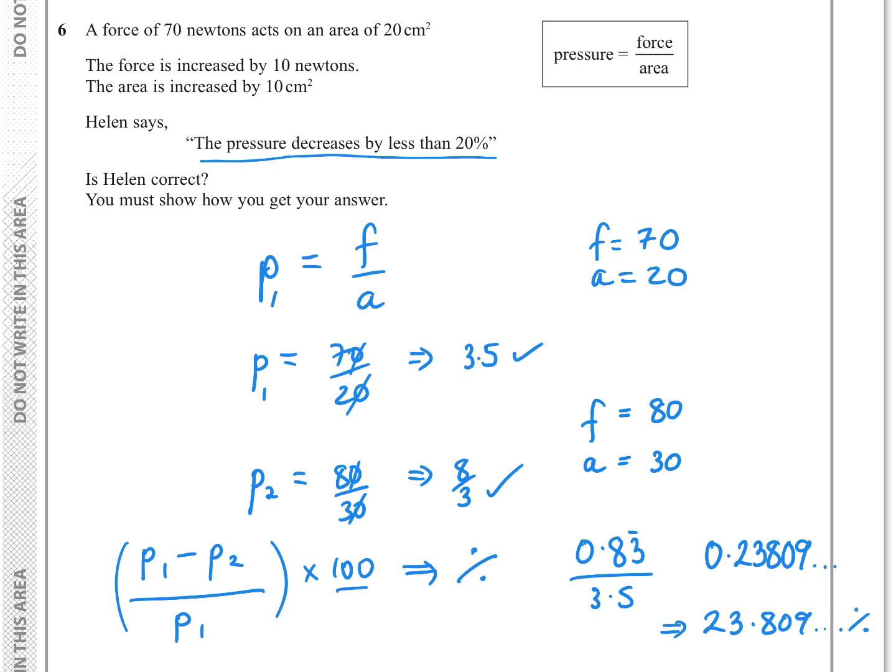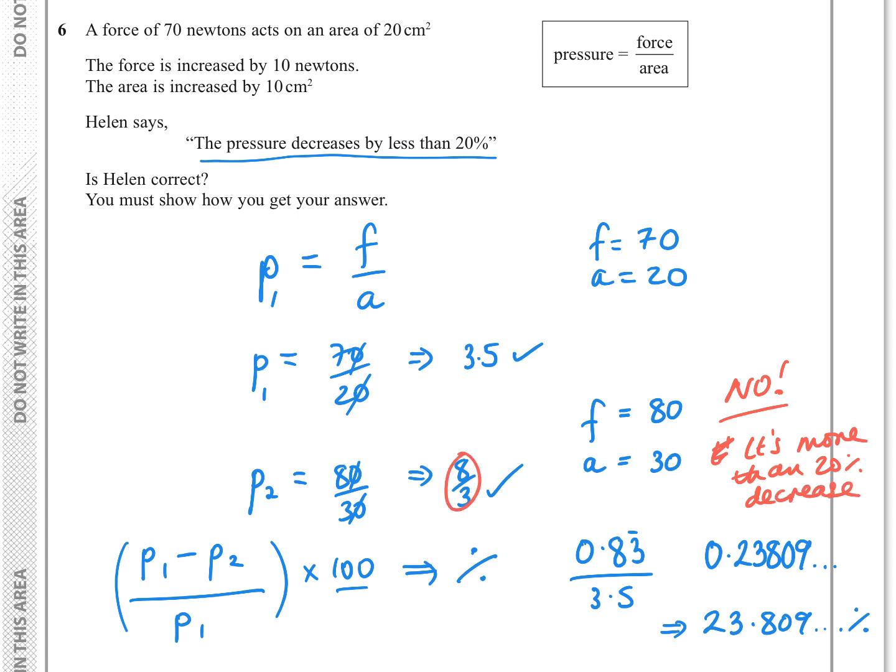Now, is that a decrease by less than 20%? Well, no, it isn't, because it's more than 20%. It's 23.809 and so on. So what you can say is here, no, it's more than 20%. And you can say it's more than 20% decrease.